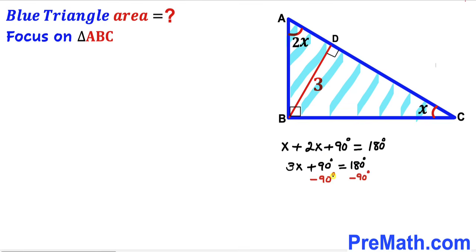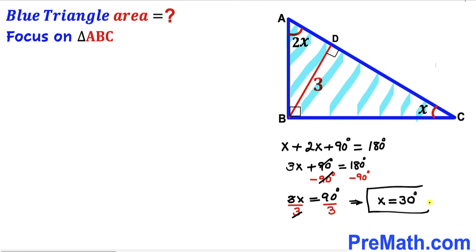degrees. And now I'm going to subtract 90 degrees from both sides. This is gone on the left hand side. So 3x turns out to be equal to 90 degrees. And now I'm going to divide both sides by 3 to isolate angle x. And here we can see 3 and 3 is gone. So therefore our angle x value turns out to be 30 degrees.